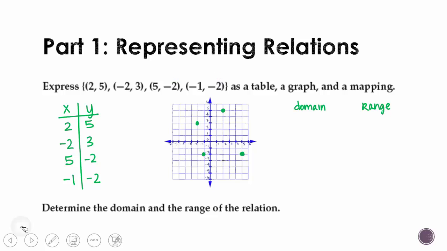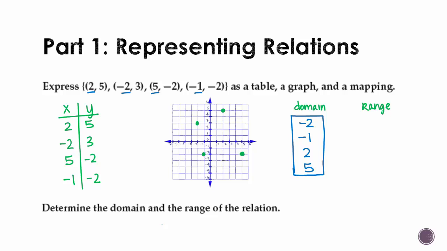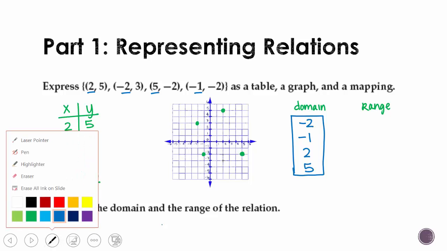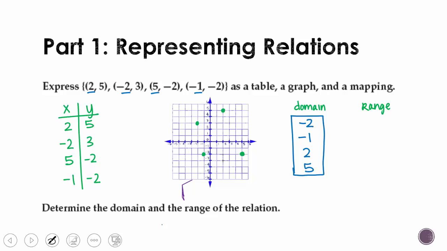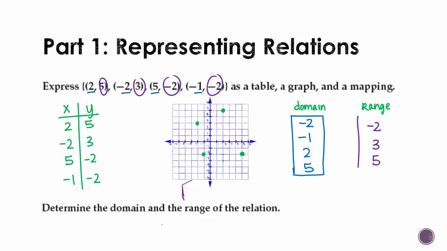So let's just look at our x values first. My x values are 2, -2, 5, -1. Now these need to be written in order from smallest to biggest. So we're going to have -2 first, then -1, 2, and then 5. And we sometimes draw an oval around this or a square, it doesn't really matter. And now our y values are 5, 3, -2, and -2. So again, it needs to be in order, and we can't list things twice. So we only need -2 on here once. Our next biggest number is 3, and then our last one is 5.